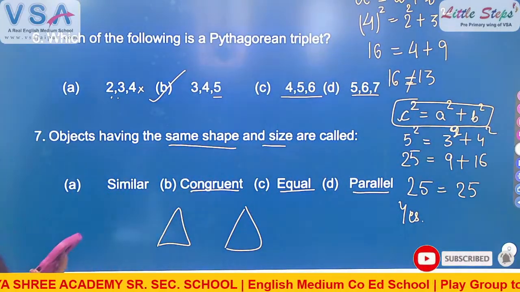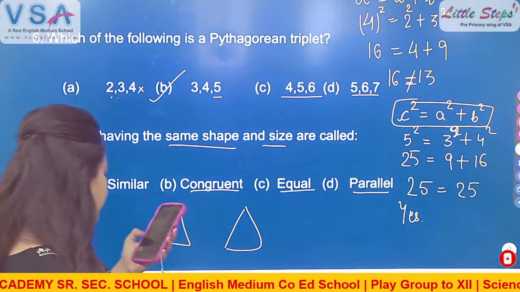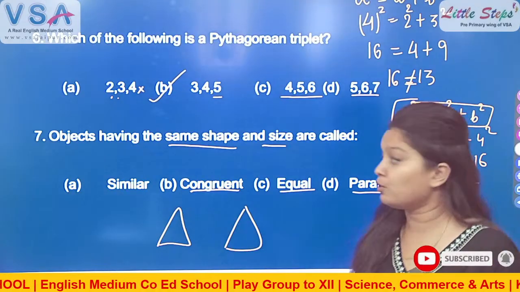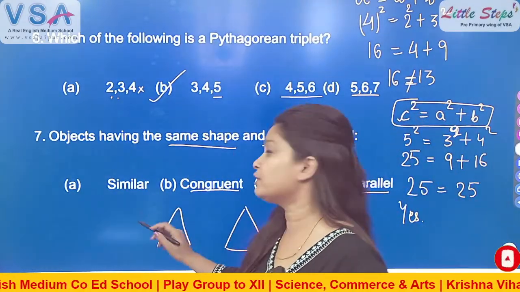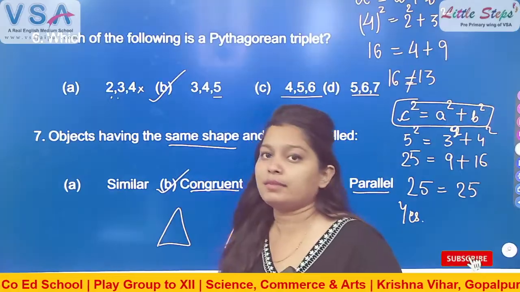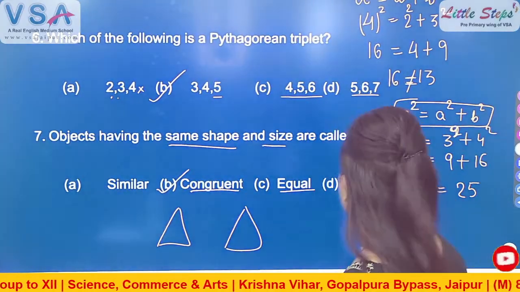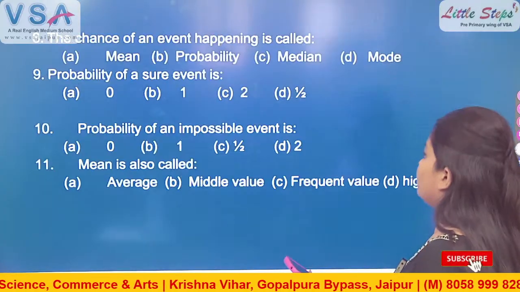Yes, Pratik is saying equal, and anybody else? I think equal हम बोल सकते हैं but as we all know object में same shape और same size होती है. What we call it? Congruent. हम इसे क्या बोलते हैं? Congruent. क्योंकि हमने chapter पढ़ा था, chapter 11 congruence same. So we call it congruent.